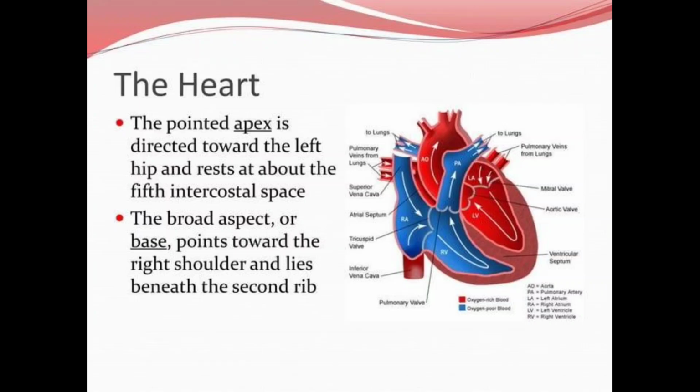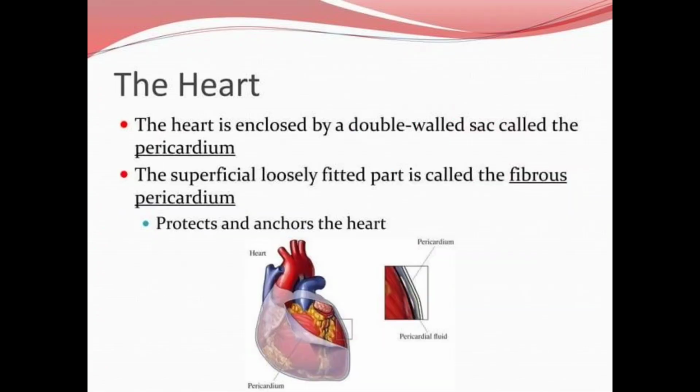Okay. Next is the heart's pointed apex. The pointed portion is the apex, directed toward the left side and resting at about the fifth intercostal space. So on the fifth intercostal space, its touching point is the apex, and it is present on the left side. The broad aspect, or base, points toward the right shoulder and lies beneath the second rib.